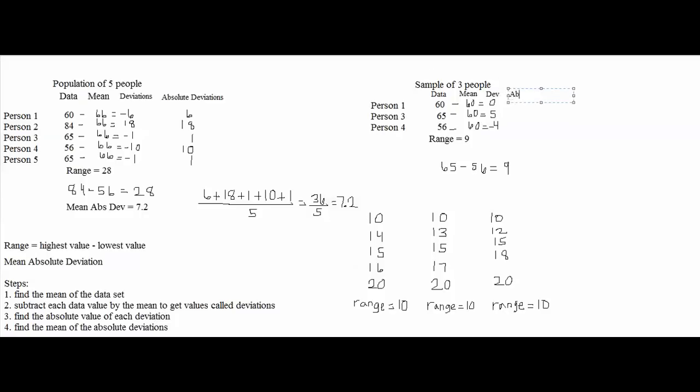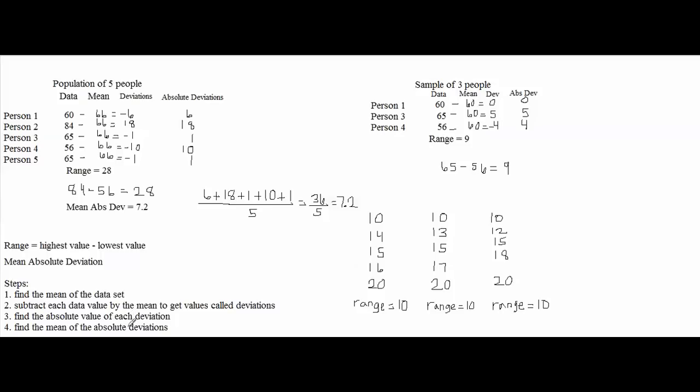I'll write ABS DEV for absolute deviation. The absolute value of 0 is just 0. The absolute value of 5 is 5, because if it's a positive number, it just stays the way it is. And the absolute value of negative 4 is 4. We just leave off the negative sign. So we found the absolute deviations, which was step 3.